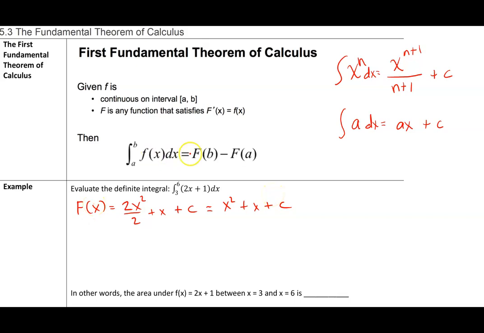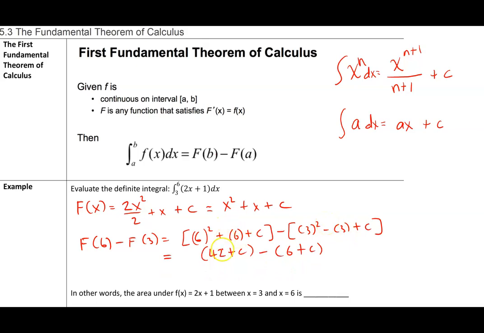Now, according to this, the integral will equal F of b minus F of a, where a and b are the limits of integration. So this equals F of 6 minus F of 3 once you find the antiderivative. F of 6 means we're going to replace the x values with 6, and F of 3 means we're going to replace the x values with 3. If we simplify this, we get 36 plus 6 is 42 plus c, minus 9 plus 3, which is 12 plus c. And then if you simplify that, we get 36.